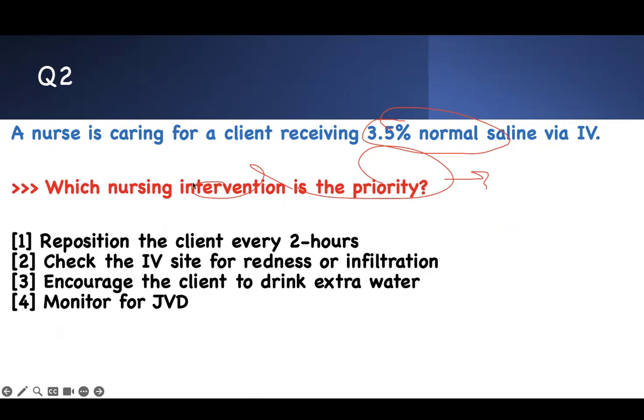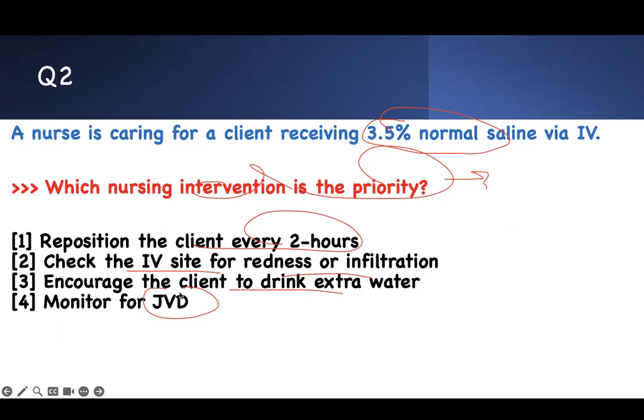Then you ask yourself, do I reposition the client every 2 hours? Do I check the IV site for redness or infiltration? Do I encourage the client to drink extra water? Or do I check for JVD? Stop the video, answer the question, 10 seconds, and come back and look at the way I'm going to approach it. But I know you got it.